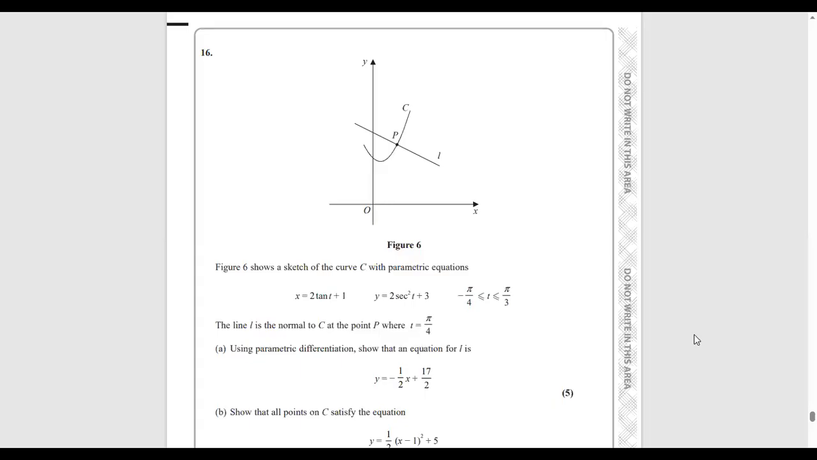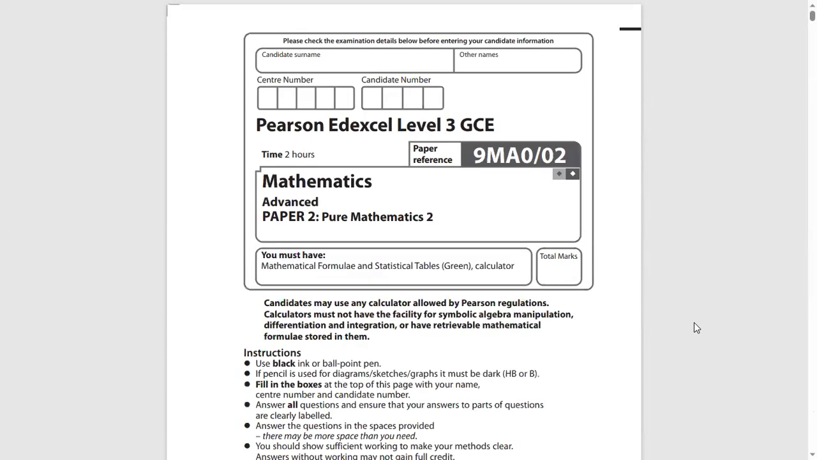Hi everyone, so in today's video we're going to answer the last question, supposedly the hardest question from the 2022 Paper 2 Edexcel Pure Maths exam. So this was the Paper 2 Pure Maths from Edexcel, the 2022 exam.